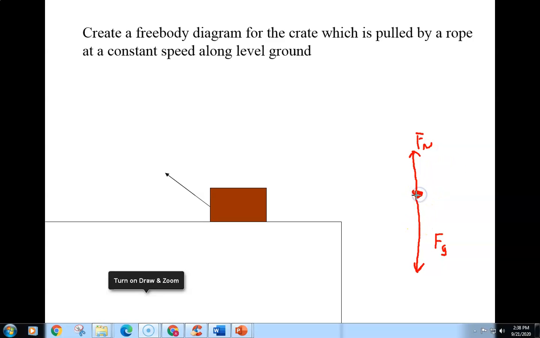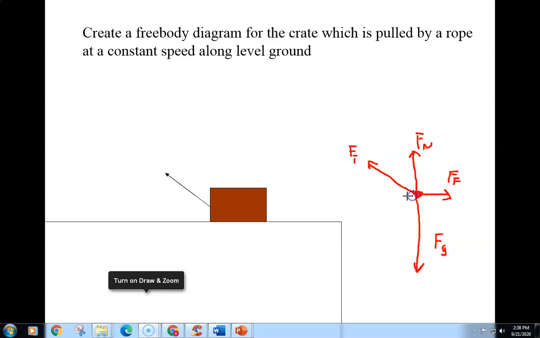So let's see. It's sliding to the left. So we've got a force of tension upwards at an angle. Okay, and then we're missing one last force. Since it's being dragged, there's going to be a force of friction, and friction is going to act opposite the motion. Force of friction. I wonder if I can change colors. I can.